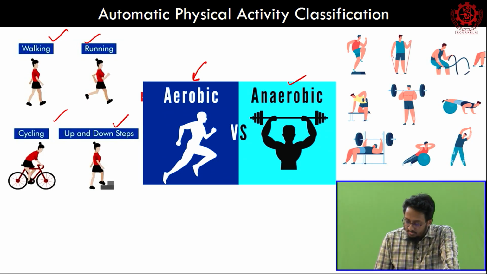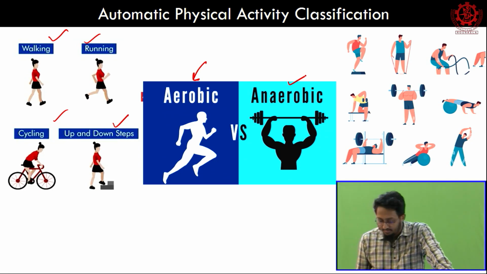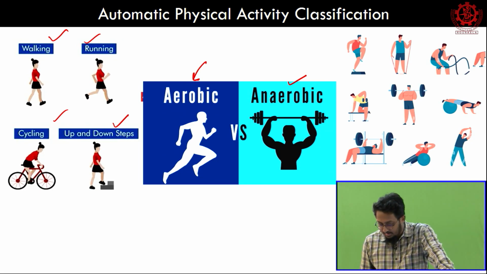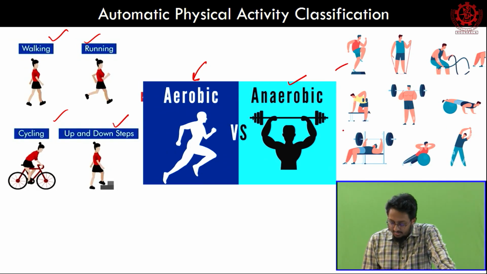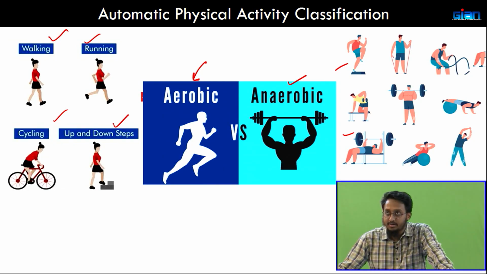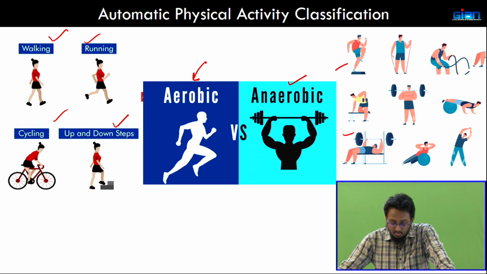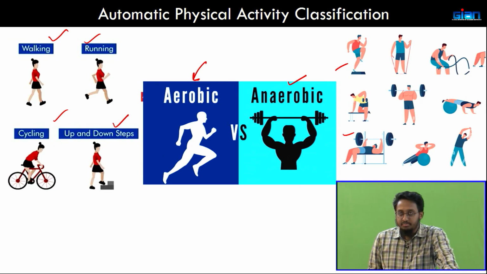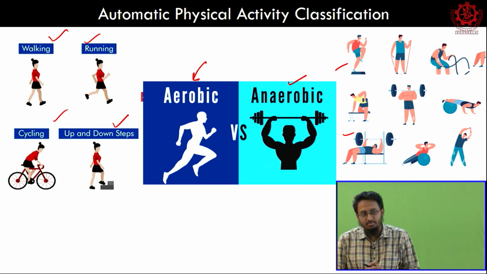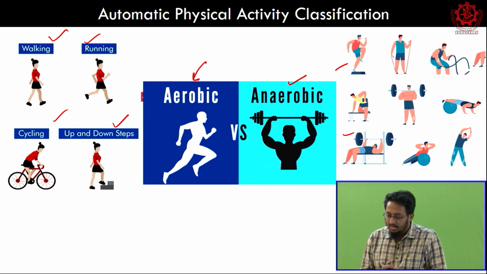And then we have the anaerobic physical activity, or high intensity physical activity. You can look at different examples like working out in the gym, lifting weights. All of this is part of the anaerobic physical activity. So why are we treating aerobic and anaerobic separately? Because the behavior of glucose in these two is different.